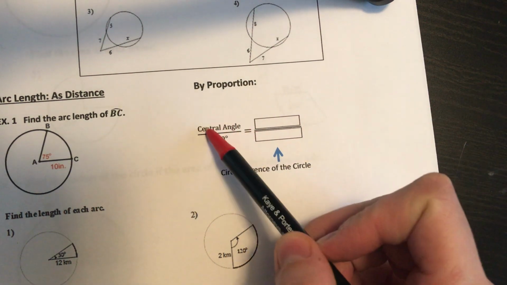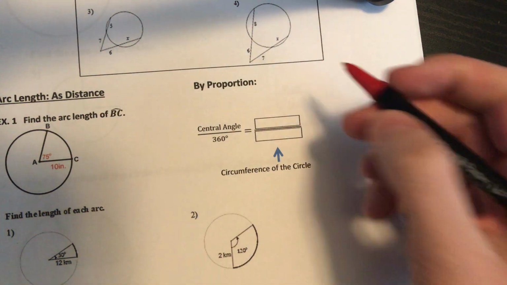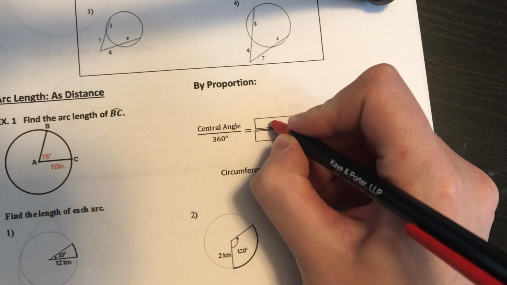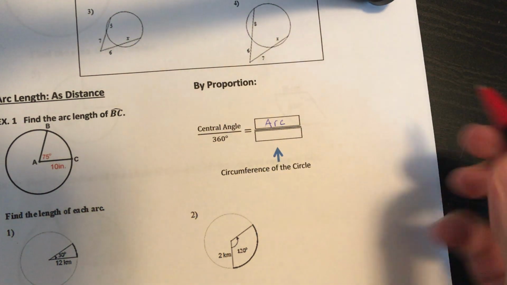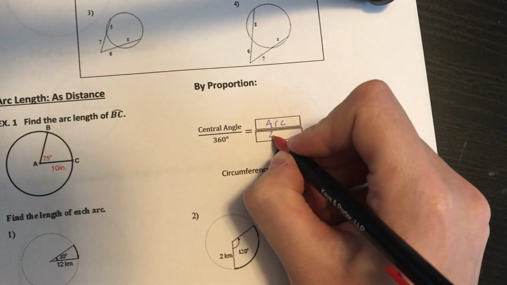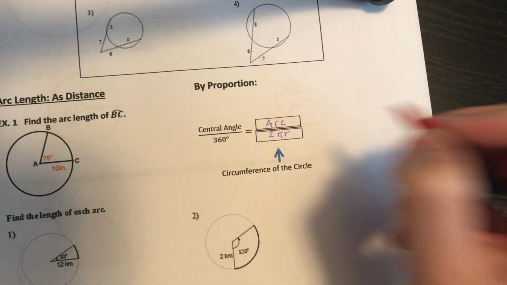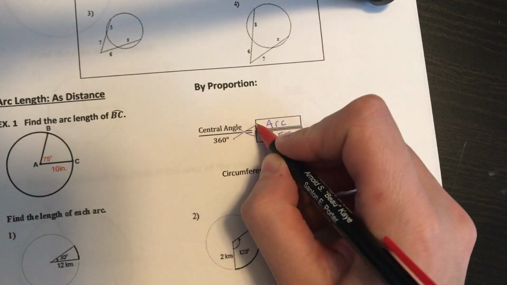You compare the central angle with this arc, which is what we're trying to find, which is BC. So I'm just going to label this arc length. And then we use the circumference of a circle. Hopefully you remember the formula, and that is 2 pi r. To find the formula, we can cross multiply.